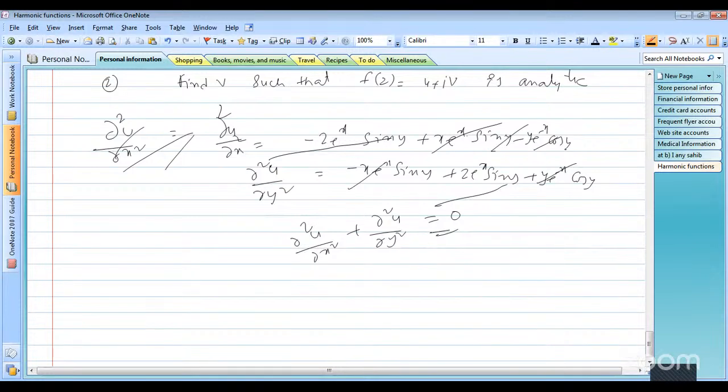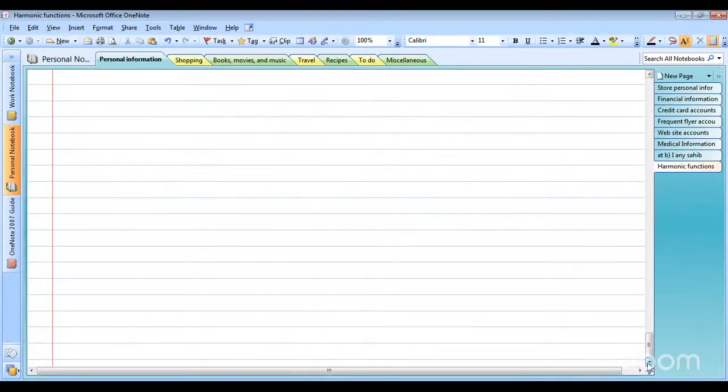First we find ∂u/∂x, and again ∂u/∂x, then we can find v from the Cauchy-Riemann equations. The second one: f of z is equal to u plus i v is analytic. Therefore ∂v/∂y is equal to ∂u/∂x. So what is ∂u/∂x? e^x sin y.